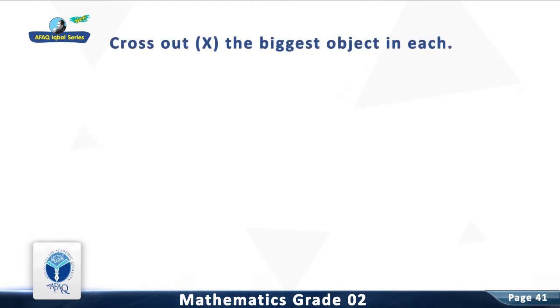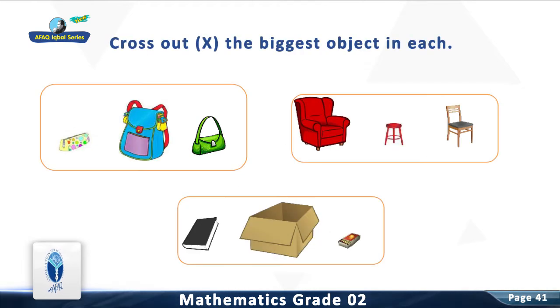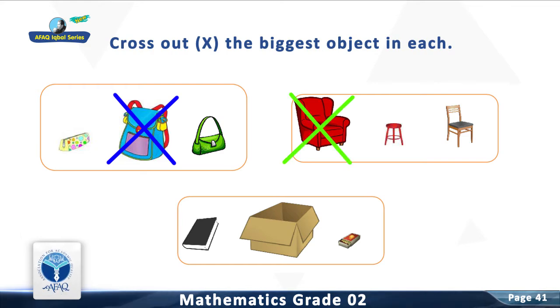Cross out the biggest object in each. Let's start from the first picture. Good. The school bag is the biggest. Cross out it. Good. Now we move to the next picture. Good. Sofa is the biggest, so cross out it.